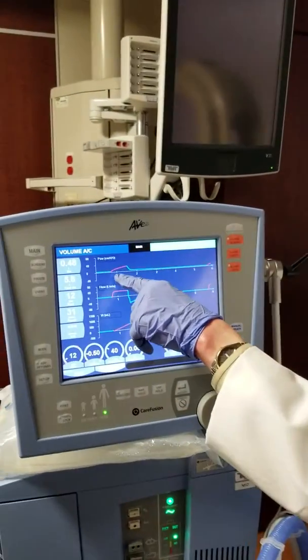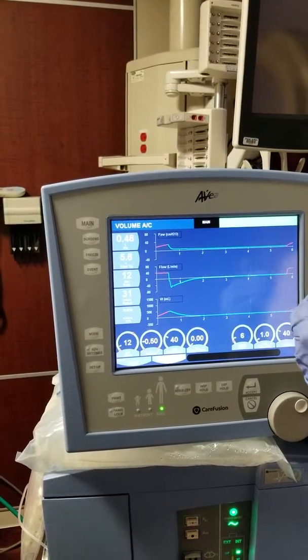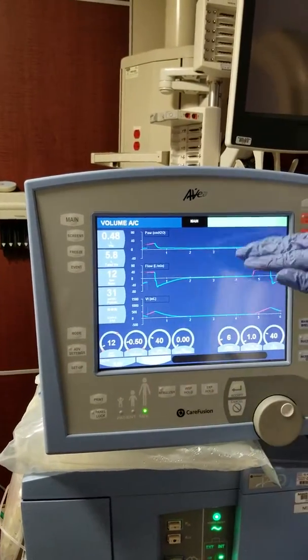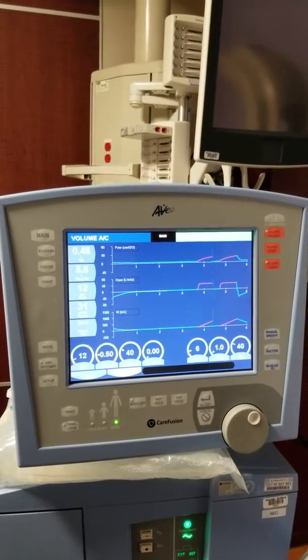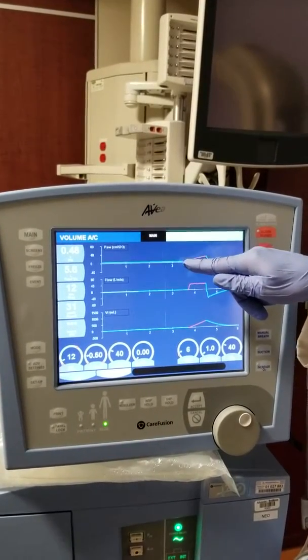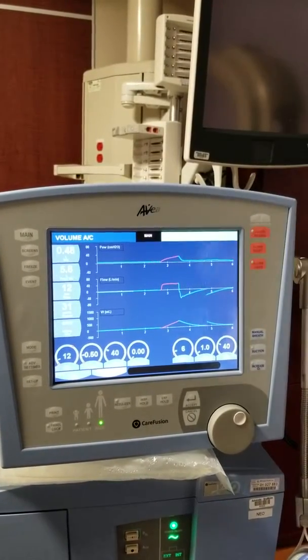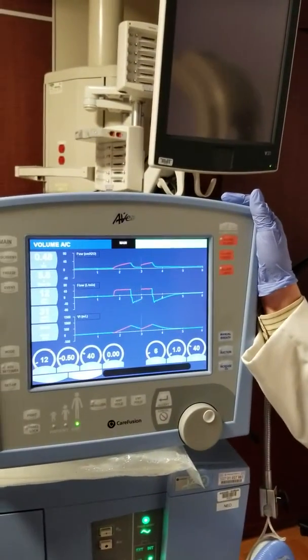What we're looking for here is this red part of the waveform. If it is bulging outward, that means we are under expanding the lung. If it is bulging inward, like more of a smiley face, then that means we're over expanding the lung.